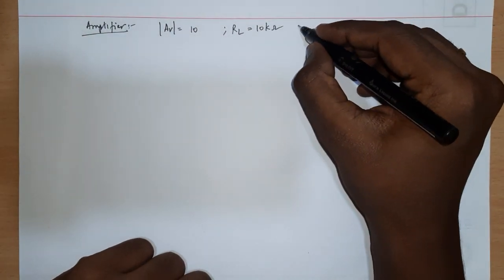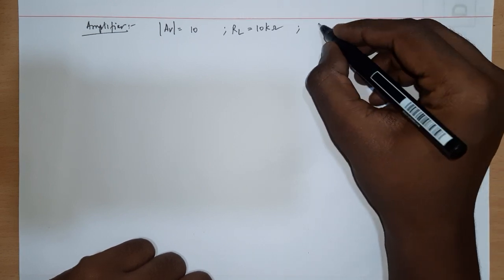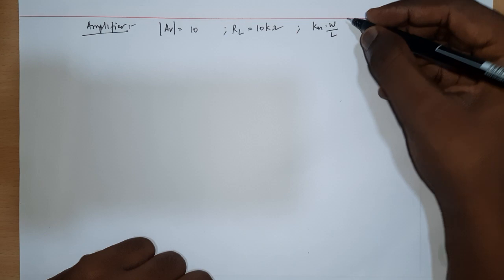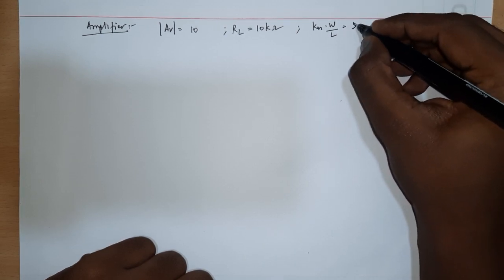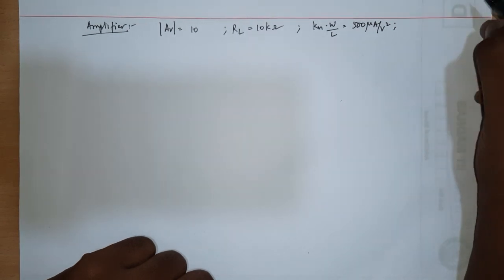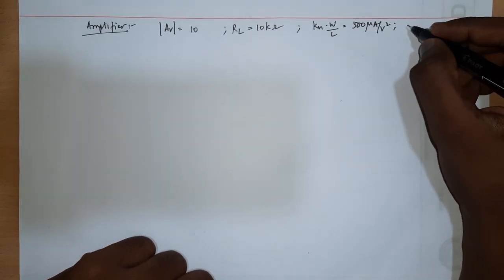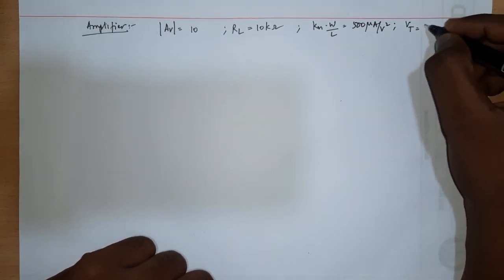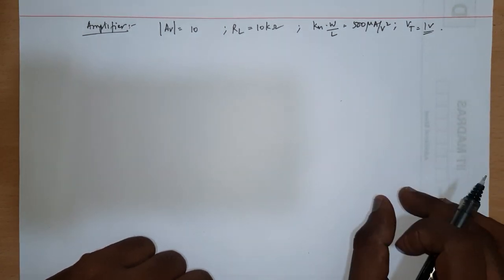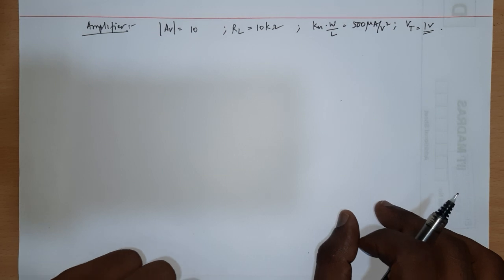You are allowed to use a MOS transistor whose Kn into W by L, this process parameter, is 500 microamp per volt square. This is what we had been using so far. Your transistor will have a threshold voltage of 1 volt. These are the pieces of information that you are supposed to know.